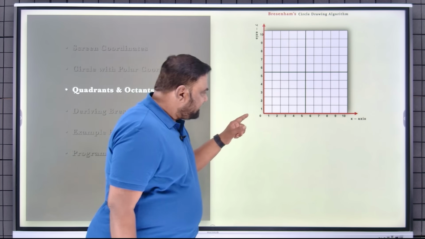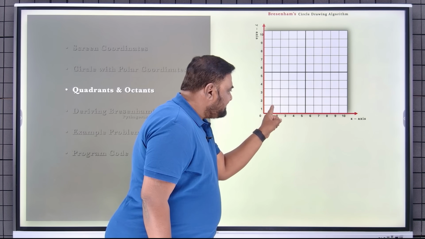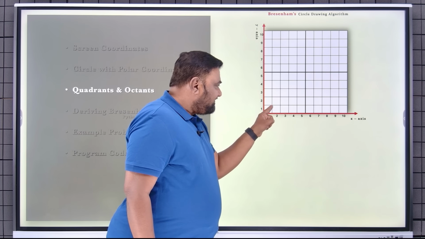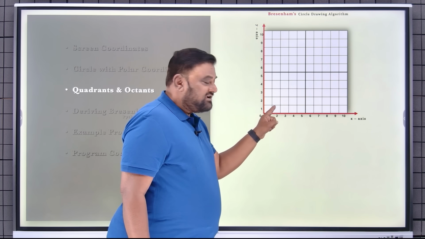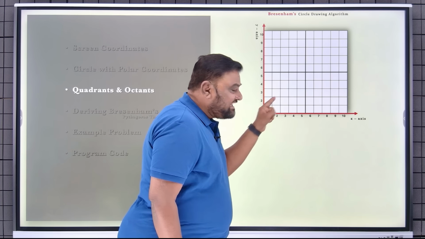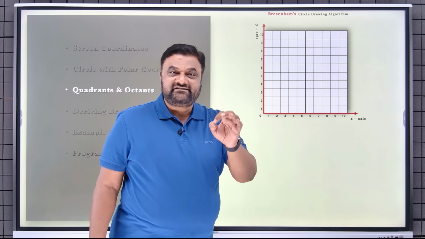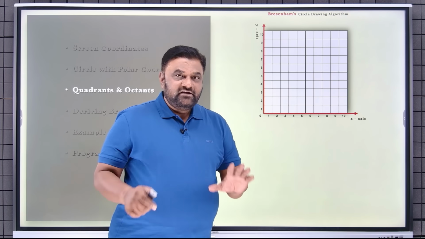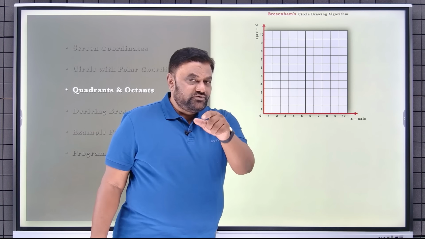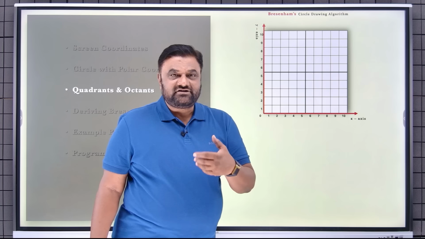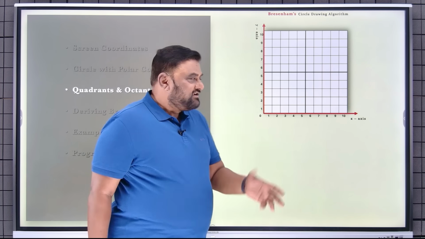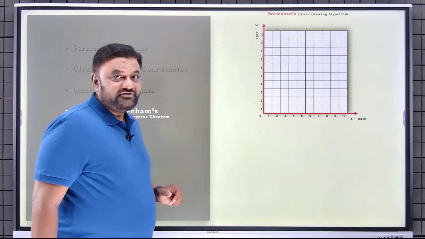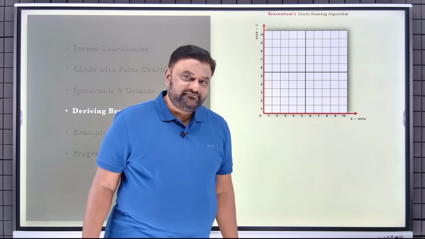Now if you observe, this is 0 comma 0. Actually this intersection point is 1 comma 1. This is 1 comma 1. This is 2 comma 1. But I am labeling these cells as 1, 2, 3, 4, not the intersecting points, because we have to fill up the cells. Anyway, on this we have to do Bresenham's algorithm, that is, we have to derive Bresenham. So let us go to deriving Bresenham's algorithm using Pythagoras theorem.